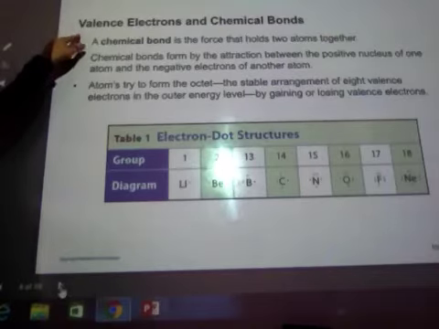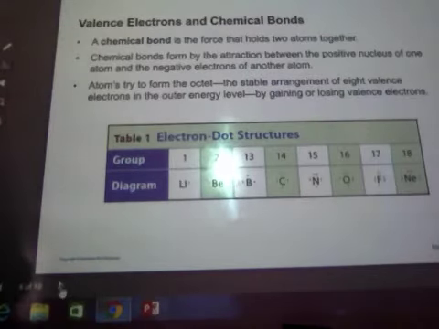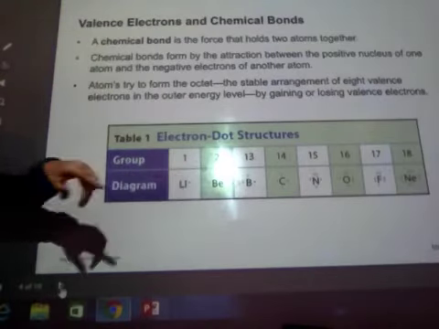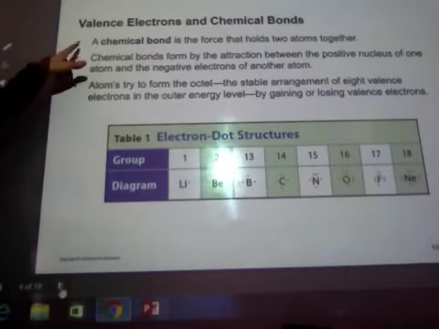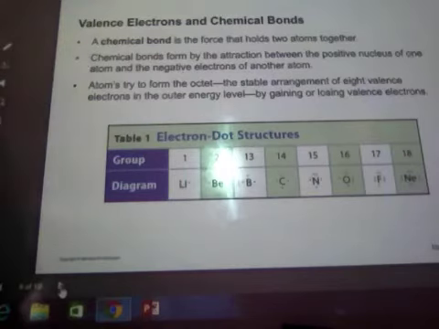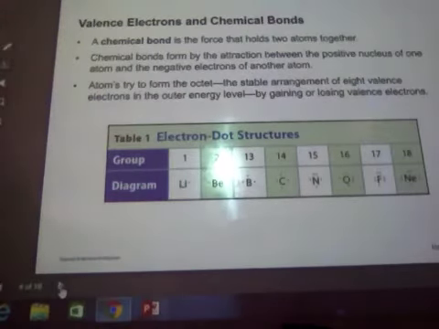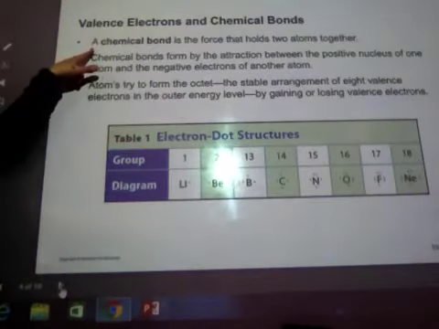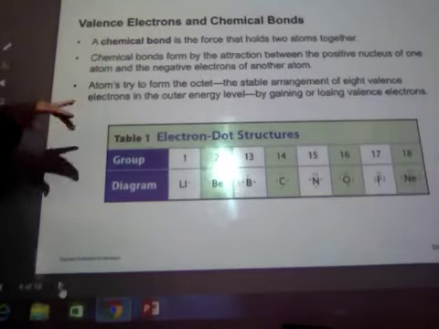Valence electrons are the most important part when it comes to bonding. So, if sodium and chlorine make sodium chloride, they're bonded together, and it's these valence electrons that are the most important. Any chemical bond is the force that holds two or more atoms together. There's ionic bonds that we're going to talk about, covalent bonds, and metallic bonds, but all of those are a chemical bond. It holds two or more atoms together.